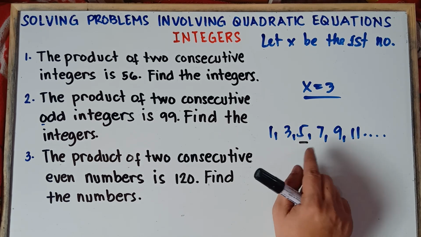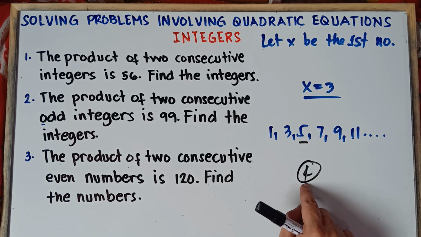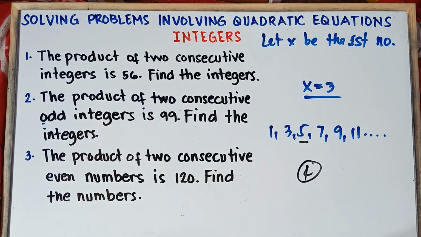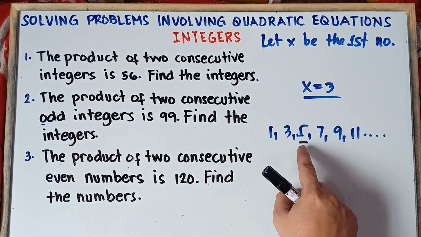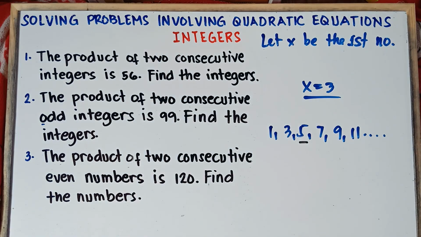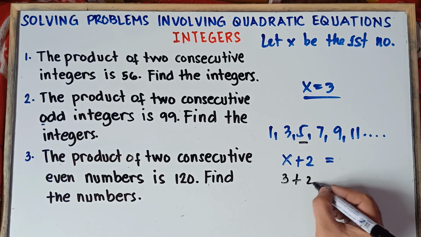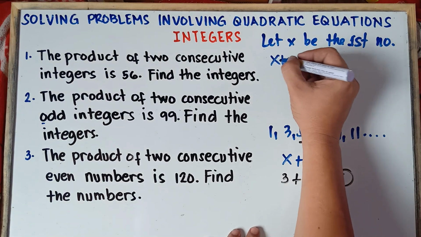Now, how will you get 5? Do not include 4, class, because 4 is not an odd integer. 4 is an even number. It should be consecutive odd integers, so 4 is not included. Of course, we need to add 2. That would be x plus 2. Why is that, sir? Because if x is equal to 3, then 3 plus 2 is 5. So therefore, class, the second expression would be x plus 2.